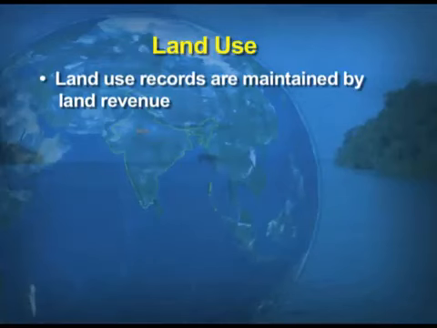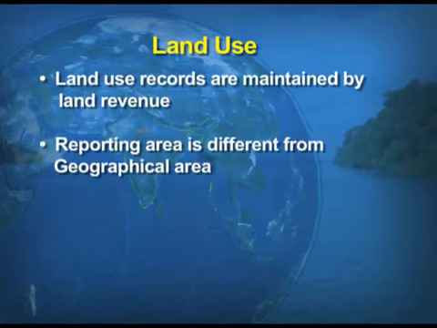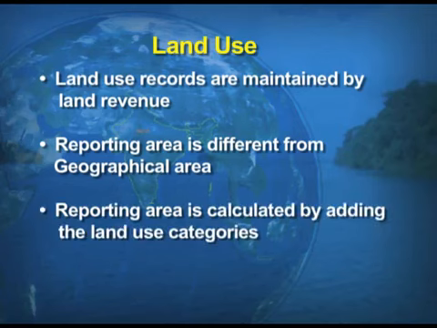Now, the land use records are maintained by land revenue. Reporting area is different from geographical area. So now we must understand the difference between the reporting area and the geographical area. Dear students, reporting area is calculated by adding the land use categories, and the geographical area is measured by the Survey of India. Now, what are the different land use categories?